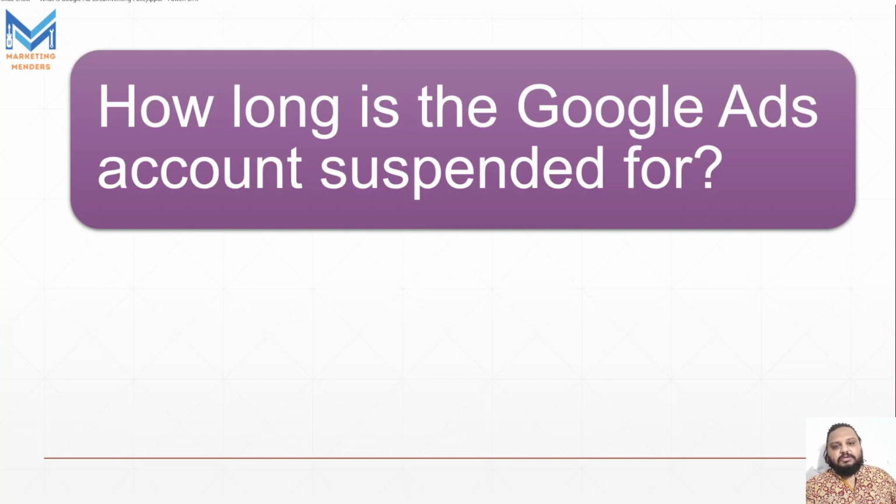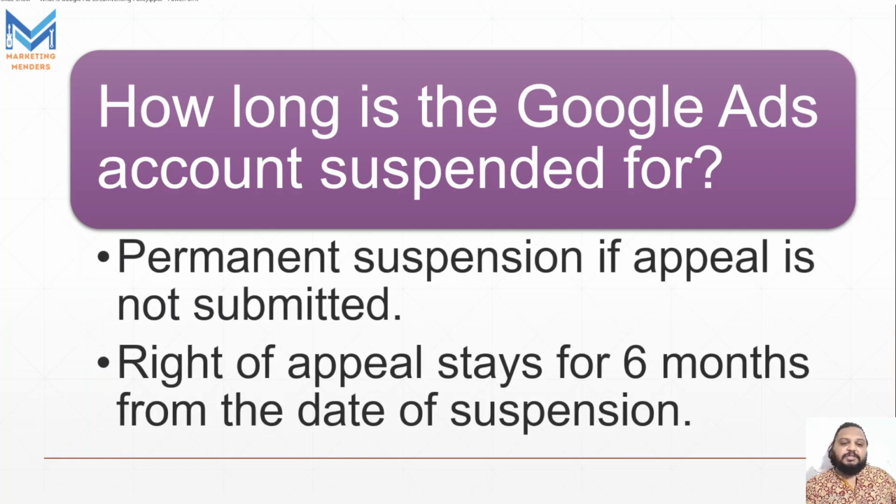How long is the Google ad account suspended for? So once my account gets suspended, how long will it be suspended? A permanent suspension will be there in your account if you don't submit an appeal. So you get a warning, you get a strike, you get your account suspended, and you are not raising an appeal. That will be a permanent suspension, no reinstating.